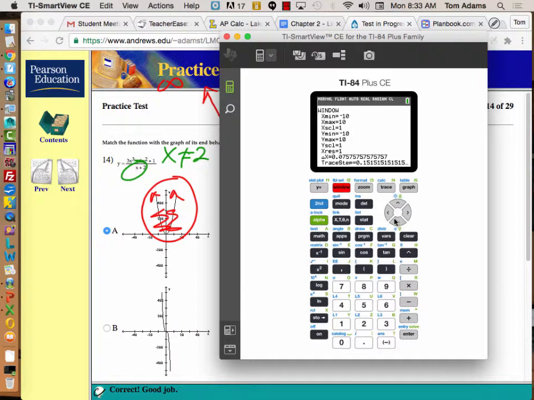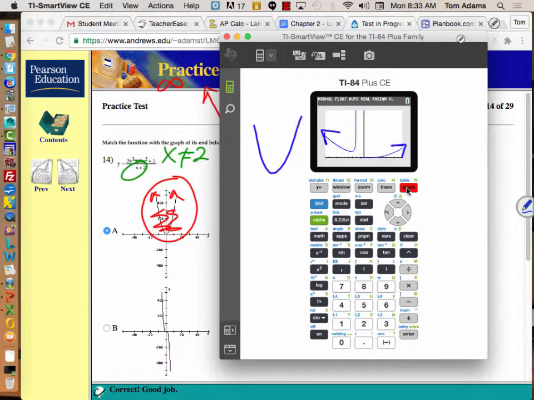I'm going to come down here to y min, and I'm going to put 1,000. Now watch. Oh, dang, look at that. Now what do you see? You see this going this way and this going this way. Hey, doesn't that look like a parabola? It's starting out like a parabola.